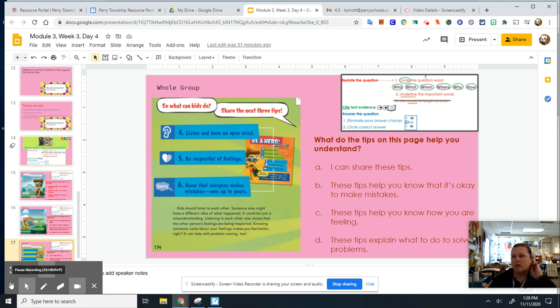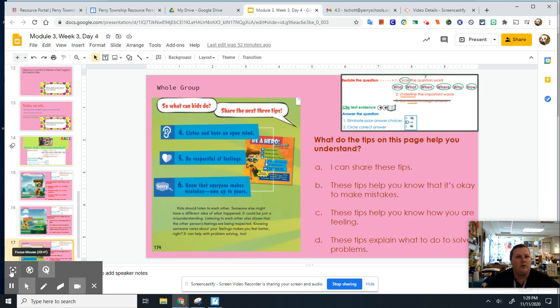Okay, welcome back. On page 114, what do the tips on this page help you understand? So you can see we have 3 more tips here. These are all different tips. And let's just read the tips. Listen and have an open mind. Be respectful of feelings. Know that everyone makes mistakes. Own up to yours.